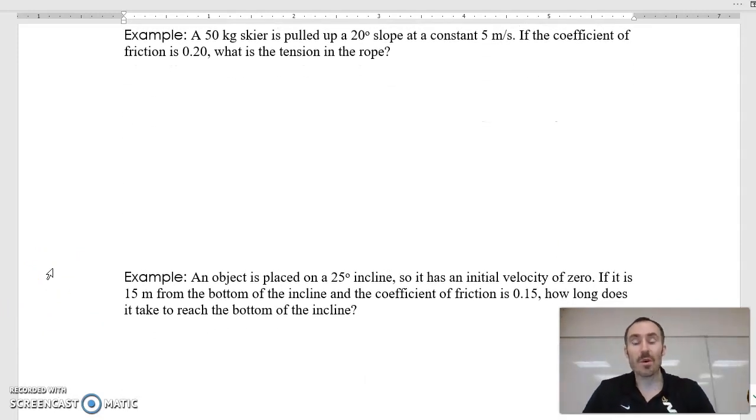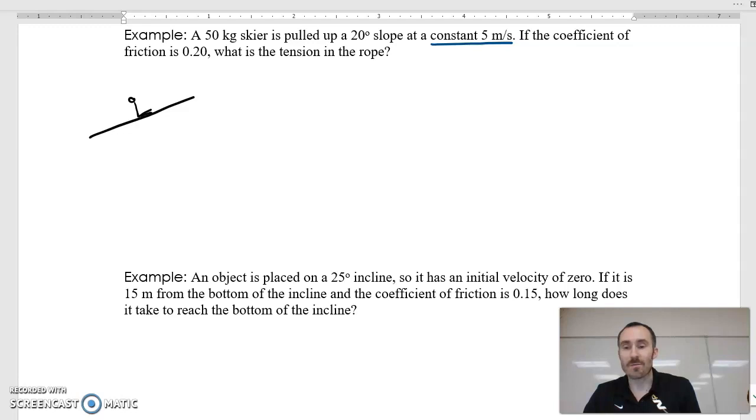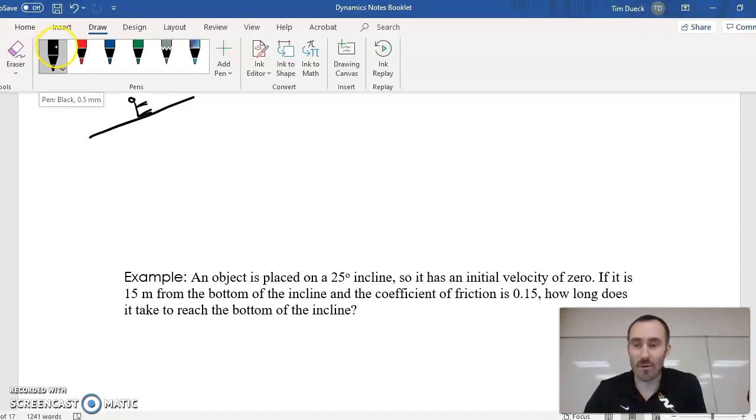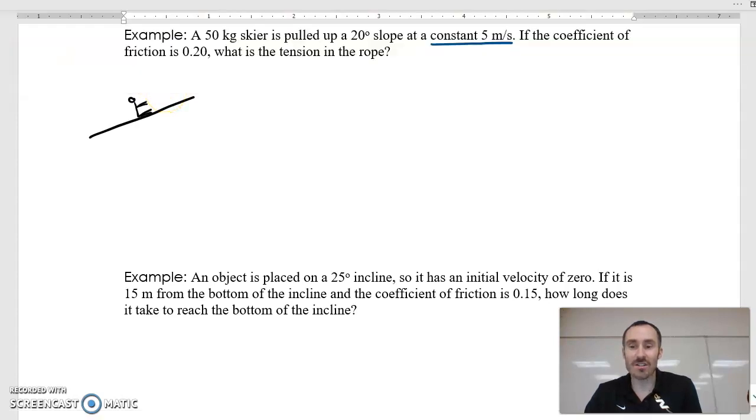A 50 kilogram skier is pulled up a 20-degree slope at a constant 5 meters per second. I see the word constant. That's usually important. If the coefficient of friction is 0.2, what is the tension in the rope? So our situation is as follows. We have a 20-degree slope, something like that. We've got a skier, and then we've got a force of tension that is pulling up the slope, and we've got a force of friction that is pulling down the slope. So this is tension, and this is the force of friction.